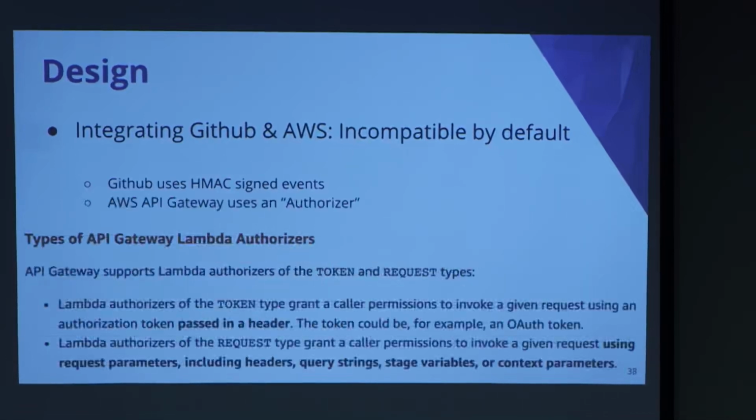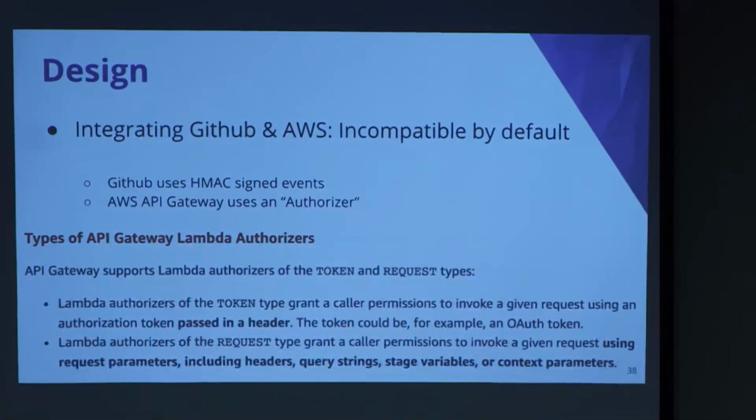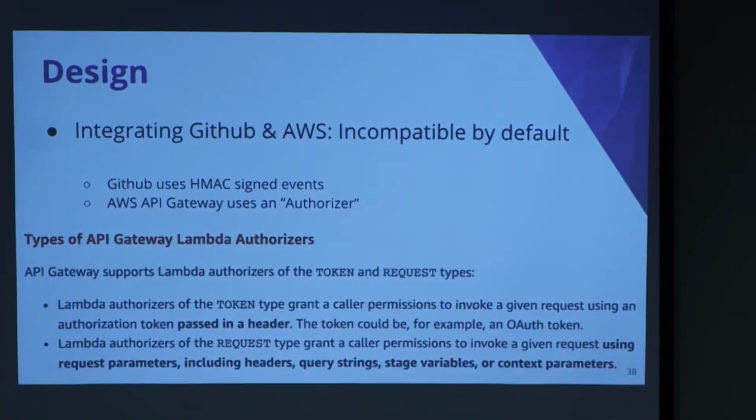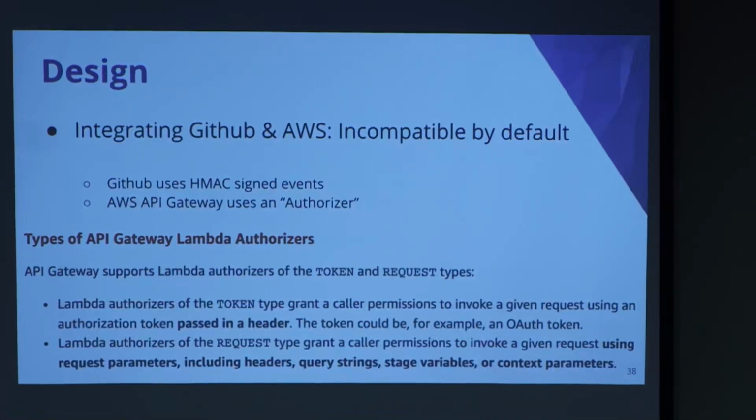If you look at the AWS API Gateway authorizer documentation, you have two kinds of Lambda authorizer. The first kind is a token that will only get what's passed in the header. Doesn't work for signed events here because we need the payload, but it works pretty well for API keys, JWT tokens. So here it just doesn't work. And the second type is request. It sounds great, but what it actually gives you is request parameters, context parameters, query string, headers, but it doesn't actually give you the body of the payload, the body of the request. So the authorizer just doesn't work with GitHub signed events.